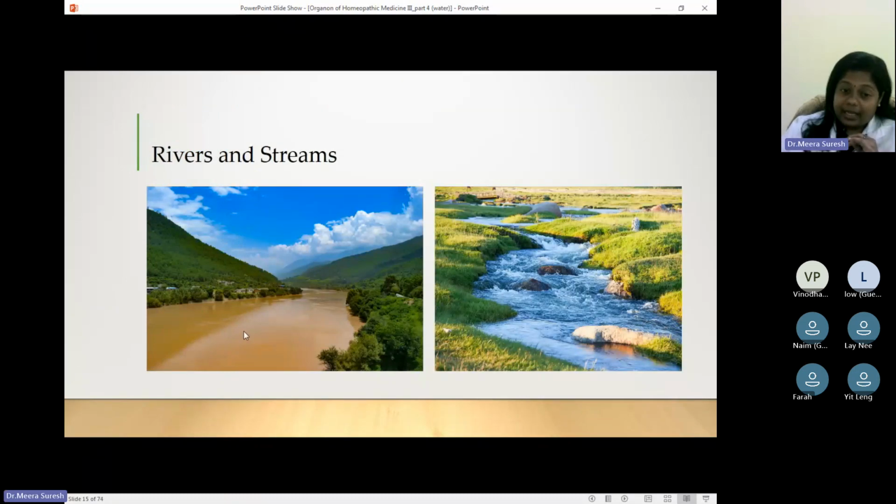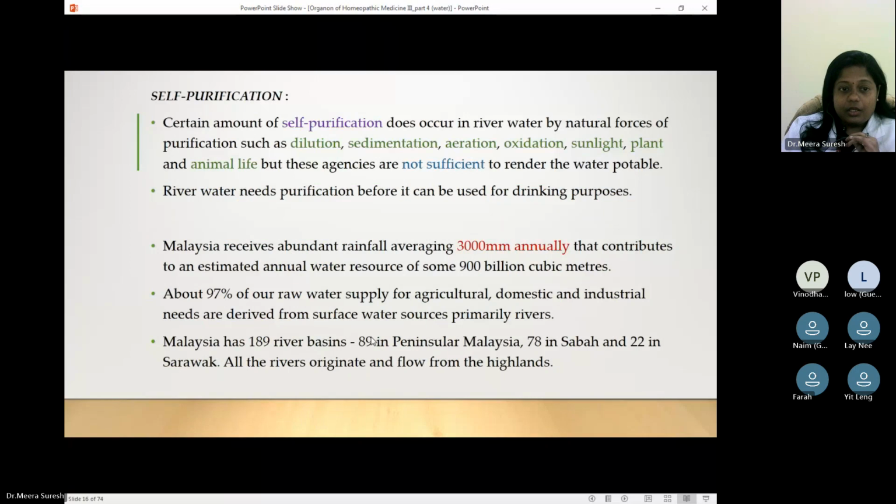The river water can be turbid like this during a rainy season or clear like this. But being clear and sparkling doesn't mean it is free of contamination or safe to use. There is some kind of purification happening in river water, which we can call self purification, but still it is not enough.